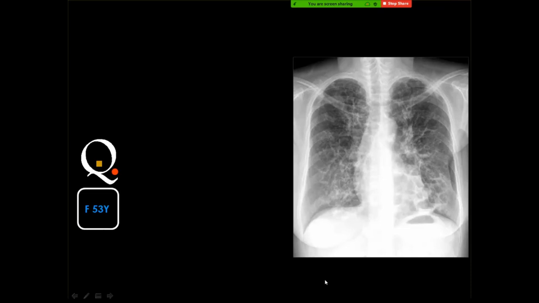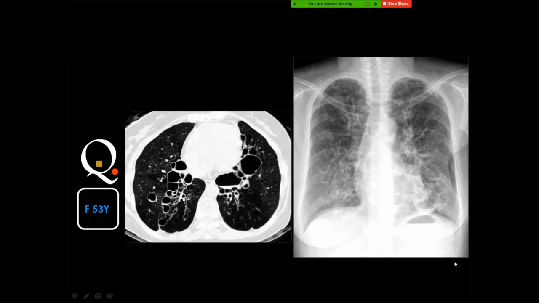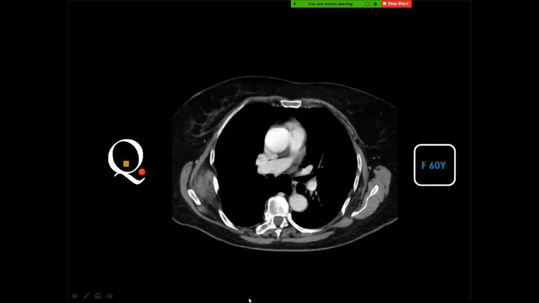Cystic fibrosis, cystic bronchiectasis. Yes, cystic bronchiectasis, and you see multiple cystic lesions in both sides, and you got some air fluid levels inside. This means that they are secondarily infected, and this is cystic bronchiectasis that is secondarily infected.